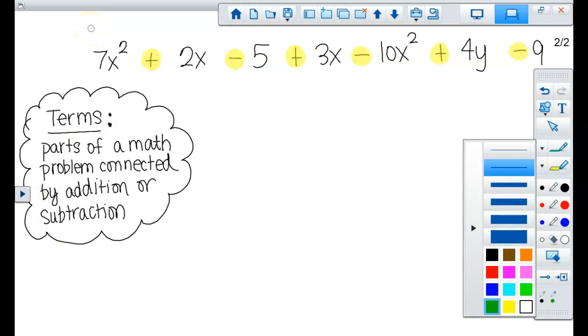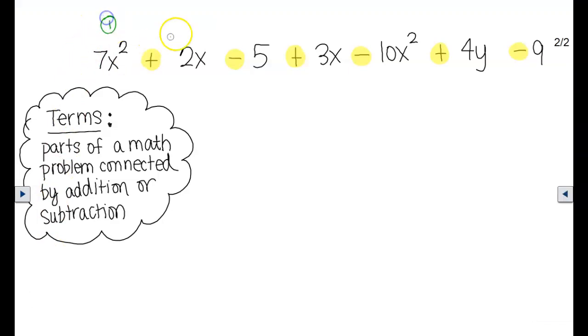So now I can look at how many terms I have. So here is one term, 2, 3, 4, 5, 6, and 7. So this problem that I'm looking at, this particular example that I've written on the board, has a total of 7 terms.